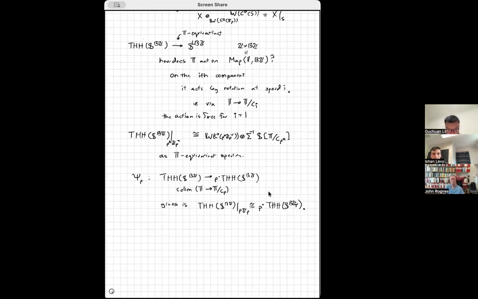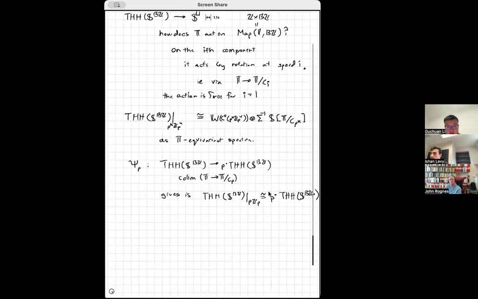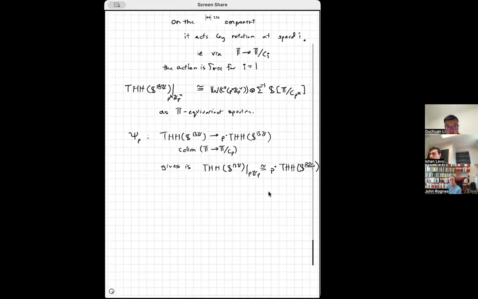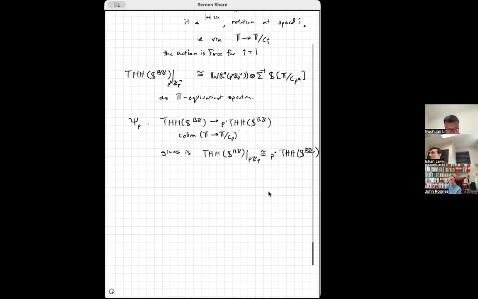Okay. So this describes the circle action on these components, and then there's also the 0 point, and there the circle acts trivially.